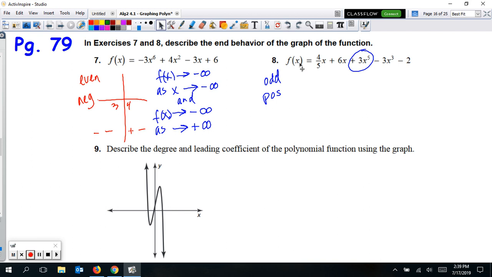Odd always means the arrows are going one up and one down. Positive means it's going from the third quadrant to the first quadrant. So it's 1 and 3. If we look at our quadrants, it's going to be in quadrant 1 where they're both positive, and in quadrant 3 where they're both negative.